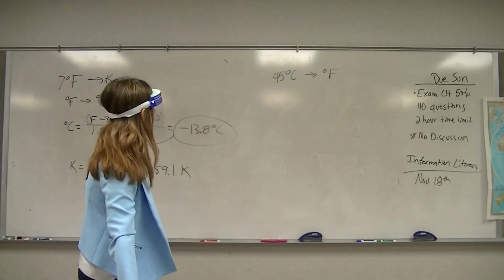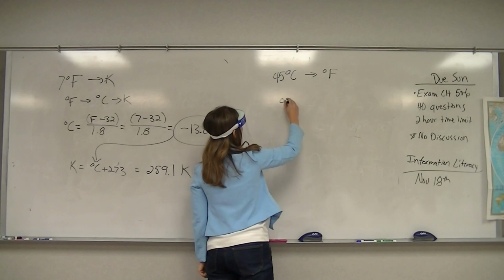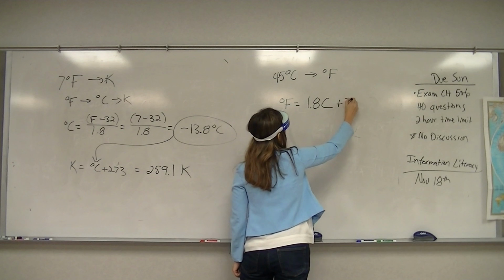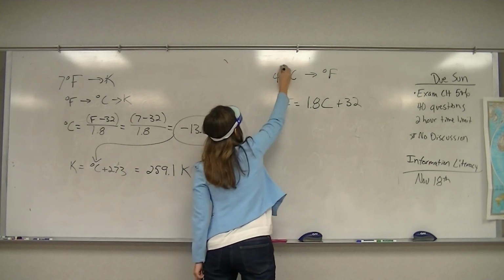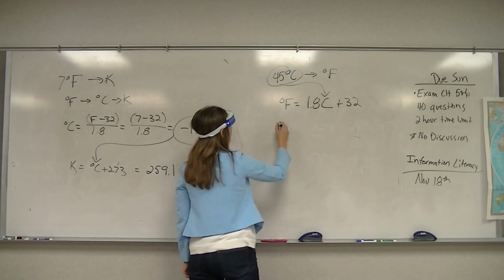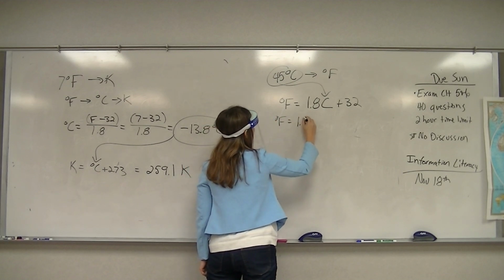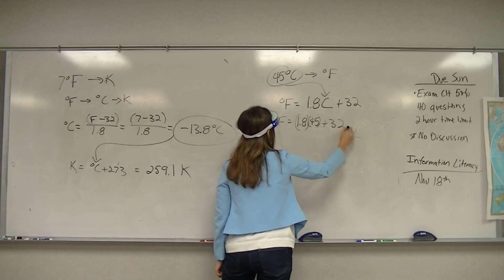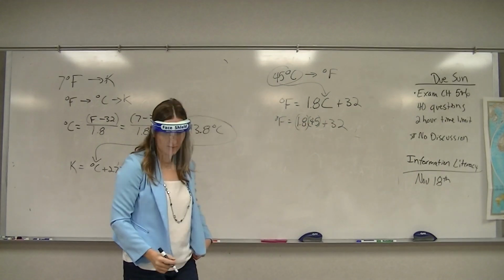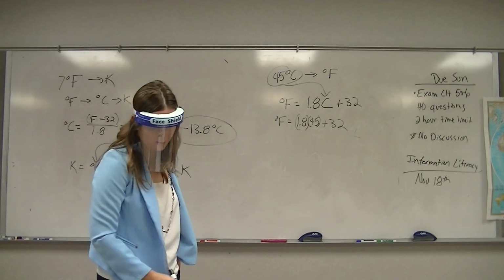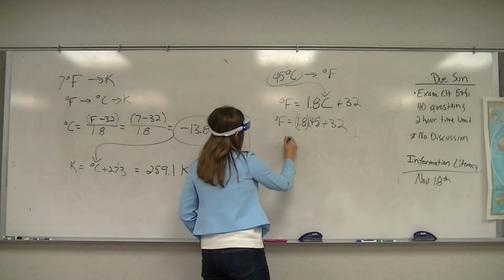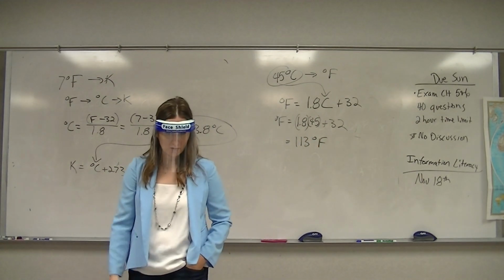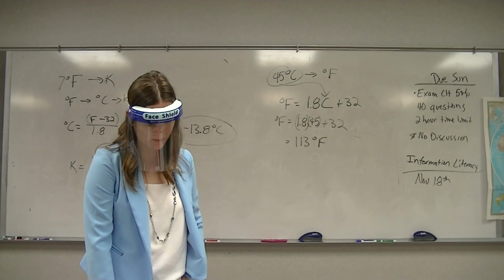So since we're going to Fahrenheit this time, pick the equation where Fahrenheit is equal to. And that's 1.8 Celsius plus 32. Plug in your 45. A very large number, 100 and something, I'm assuming? Yes. 113. So you would pick the closest choice out of the ones, which would be C, 113.